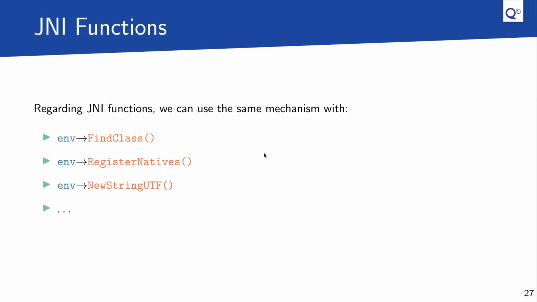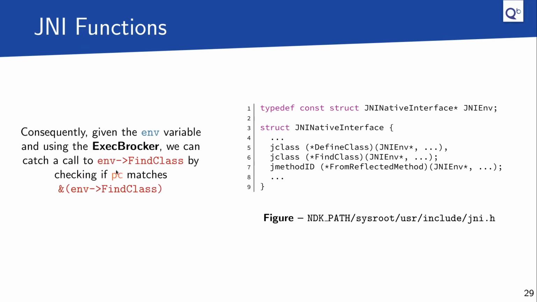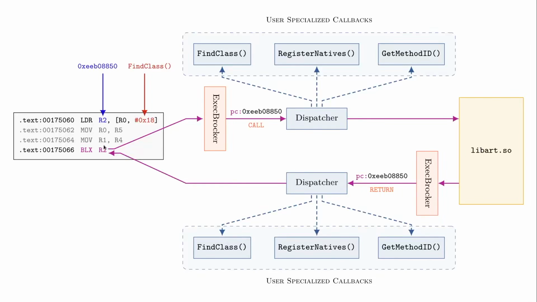Regarding JNI functions, we can use the same mechanism. A JNI function is located in a structure, so it's basically a structure of pointers. And this structure is usually stored in the JNI env variable. So if you have access to this variable, you may compare the external address against one of the functions within this structure. So if your absolute address matches, for instance, FindClass, you can process the parameter in a dedicated callback.